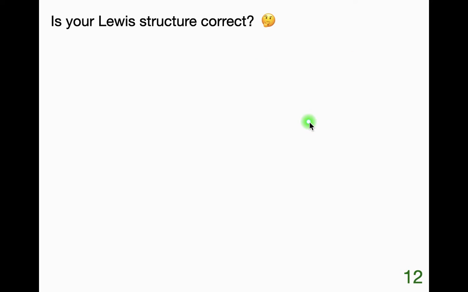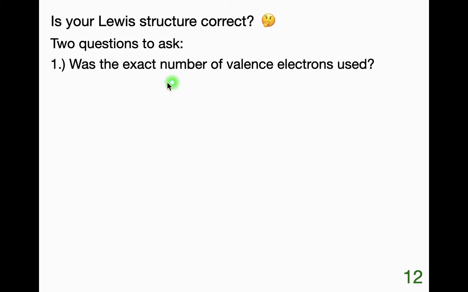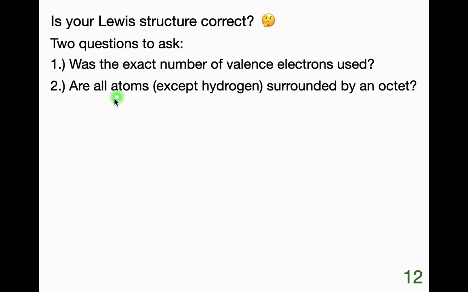Now, when you're done drawing your Lewis structure, it's so easy to make a mistake, but all you have to do, and it's really quite simple, is ask yourself two questions. One, was the exact number of valence electrons used? And two, are all atoms except hydrogen surrounded by an octet? If both of those statements are true, then you have a correct Lewis structure. And I guess I forgot to add that here. So if the answer to both of these questions is yes, then your Lewis structure is correct.